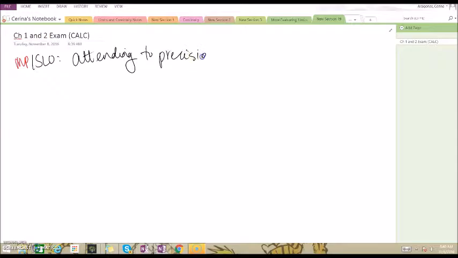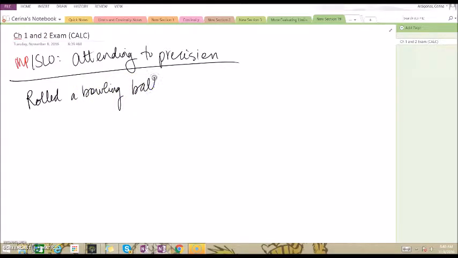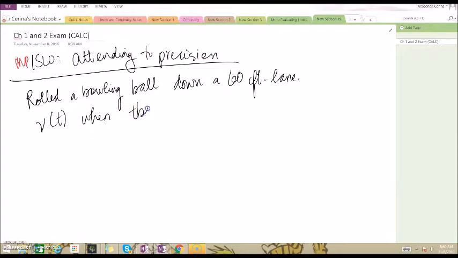And the problem was that I rolled a bowling ball down a 60-foot lane. And I wanted to know my velocity when the ball hit the pin.